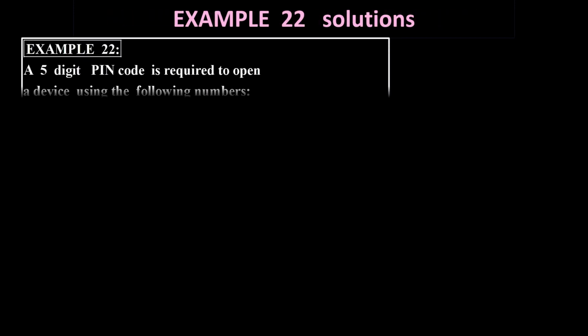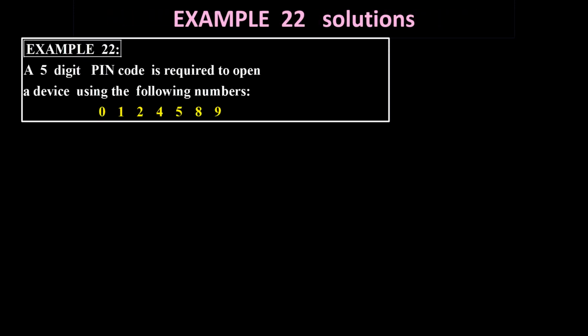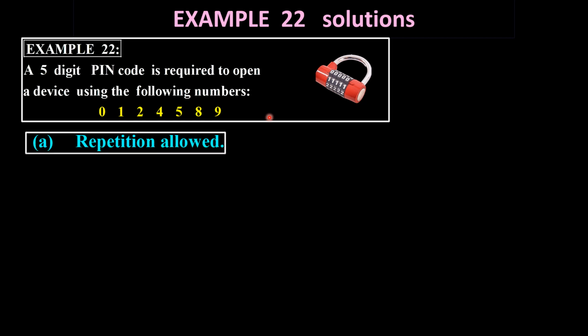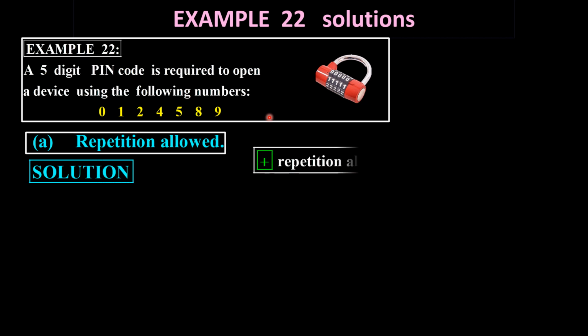Now let's look at the solution, and let's look at the first one. We want a 5-digit PIN code, and it needs to be developed using those numbers there. We want to crack that code. So let's see how many options we have. First of all, they say repetition is allowed. Okay, so repetition is allowed means I can have, for example, 1 1 1 1 1, as they have there. That's a nice example. Repetition is allowed.